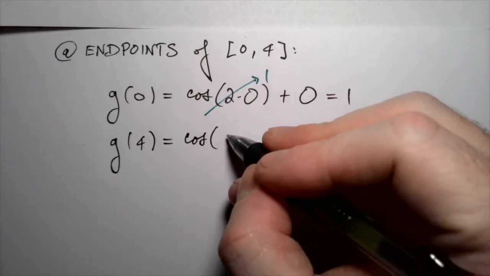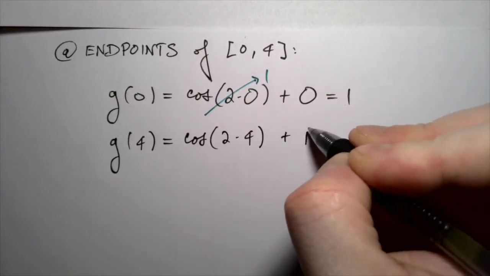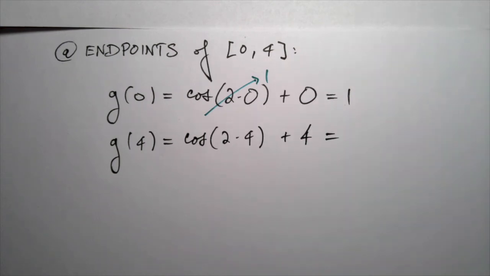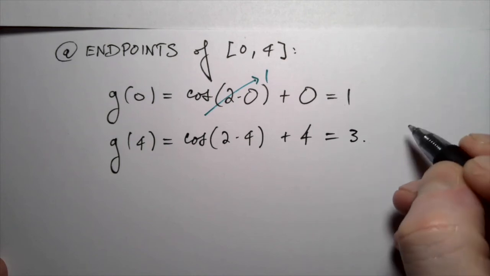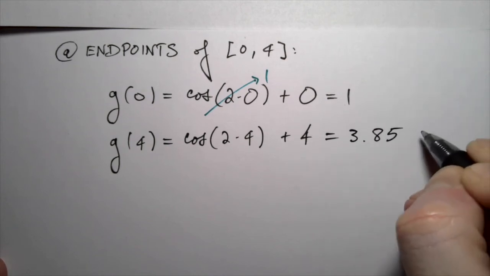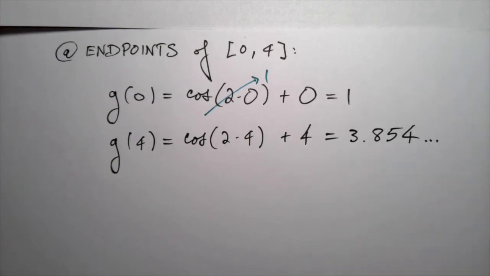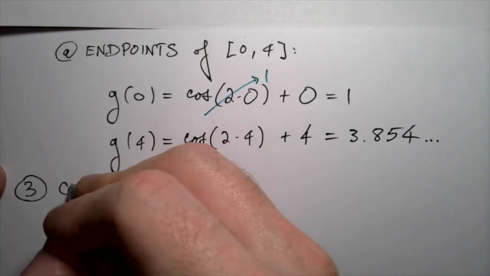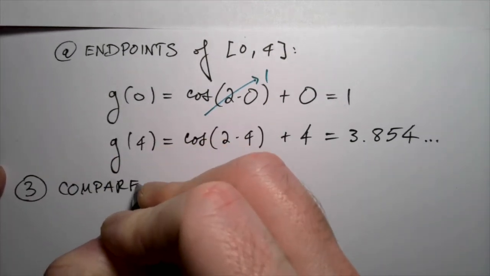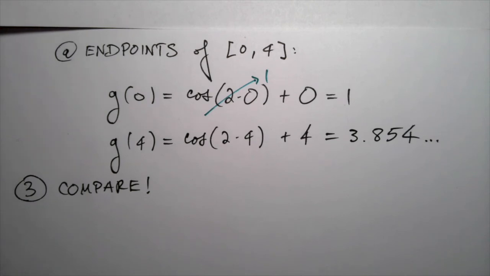Well, that would be cosine of 2 times 4 plus 4. And now there's really cosine of 8. There's not much we can do about that. Remember, we're working in radians. I mean, cosine of 8 radians, the only way you can deal with that is plugging it into a calculator. And if you do so, you'll get 3.854. That's good enough. Why is it good enough? Because in this final step, we got to compare all these outputs and see which is biggest, which is smallest.